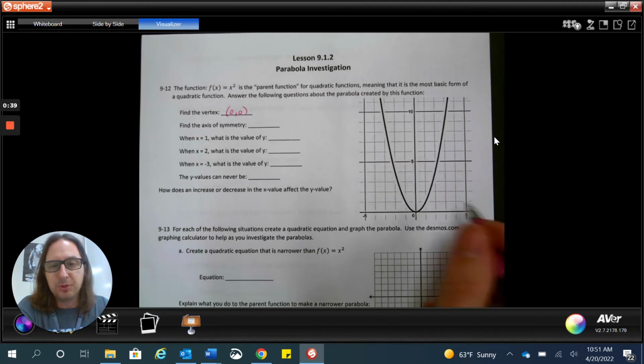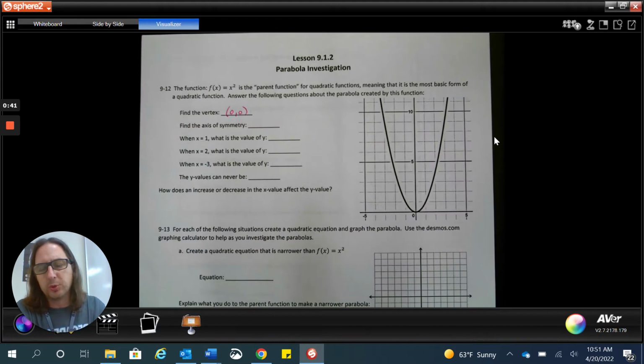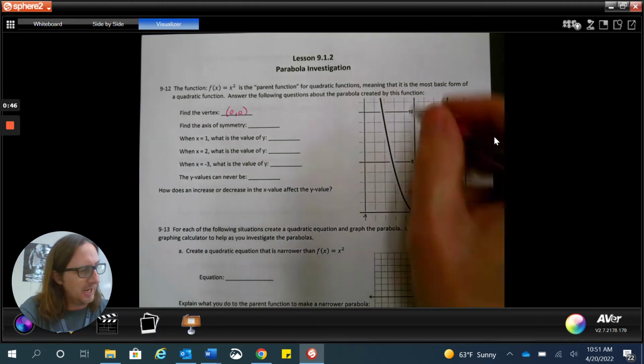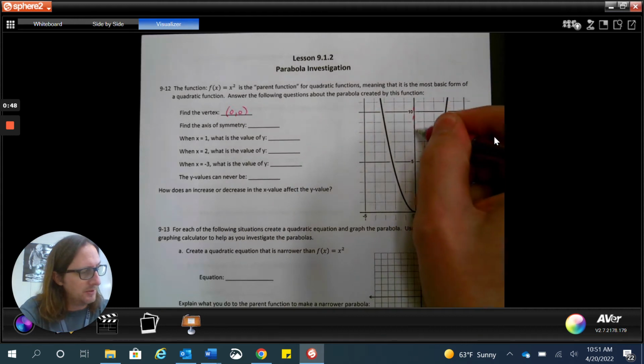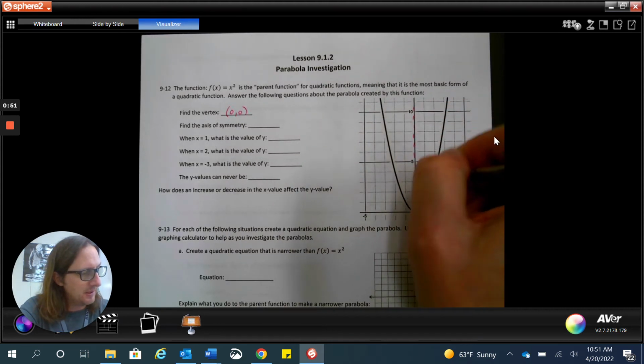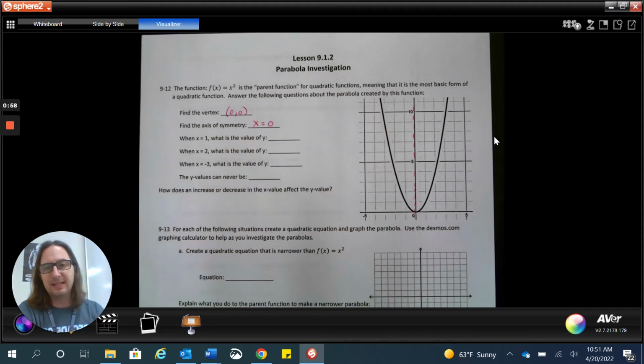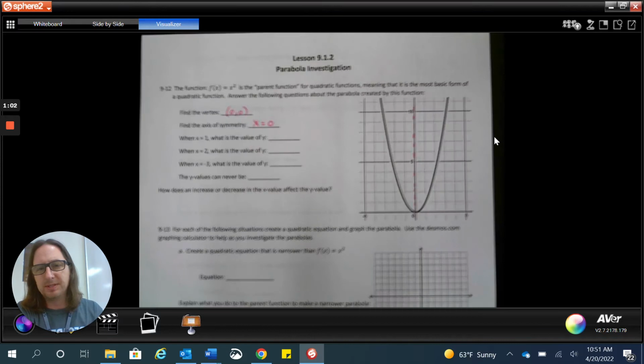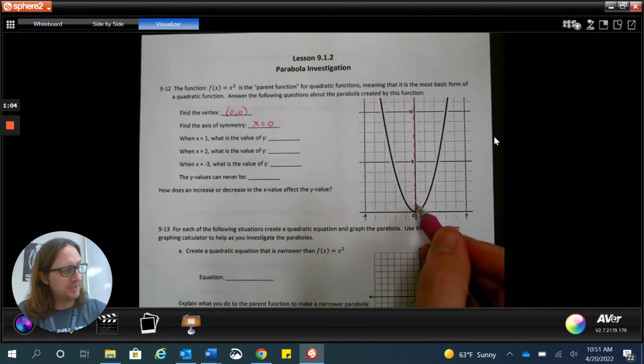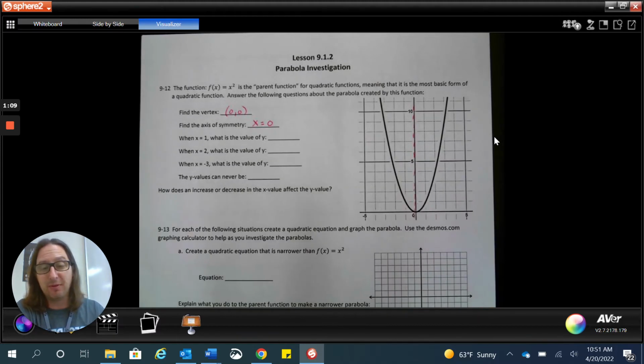What's the axis of symmetry? Remember, the axis of symmetry is that line that goes right down the middle that splits it up into a mirror image of itself. So our axis of symmetry is right here. This is the y-axis. Now, the equation for the y-axis is x equals 0, because anything on the y-axis, the x value in an ordered pair would be 0. So like this is the point 0, 1, 0, 2, 0, 3, 0, 4, 0, 5. So every time that we have a point there, the x value is 0.